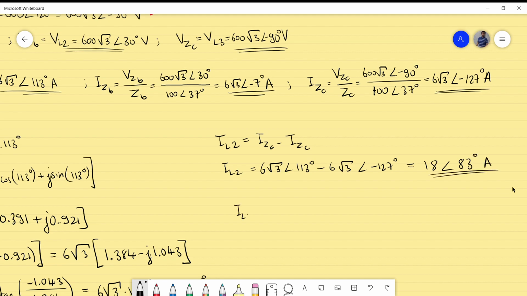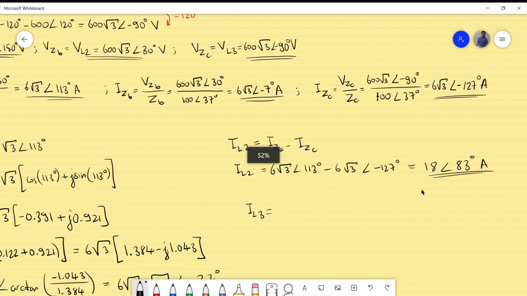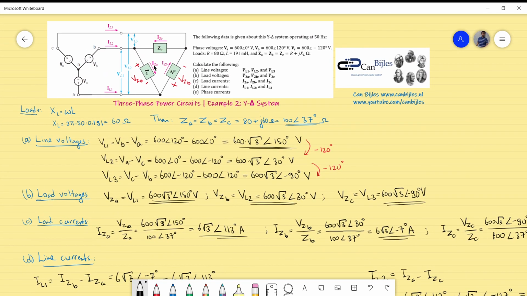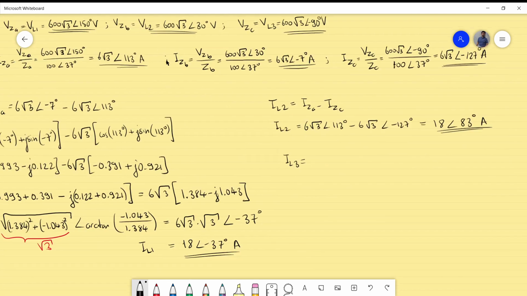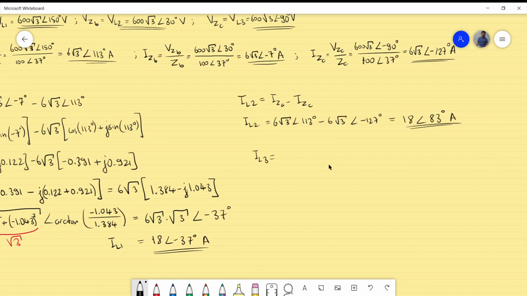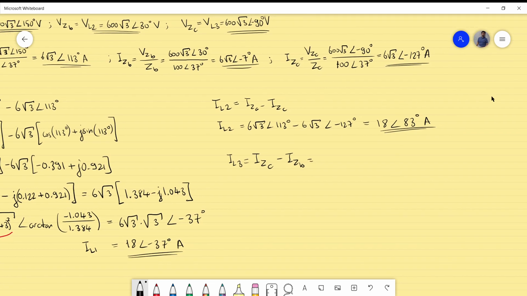In a similar way, IL3. So let's look at the circuit again for IL3. This current flowing in this branch and coming to this node will be, of course, I_ZC minus I_ZB. So C minus B actually. So IL3 will be I_ZC minus I_ZB, and all of them are actually expressed here. So we can say the same for this calculation.